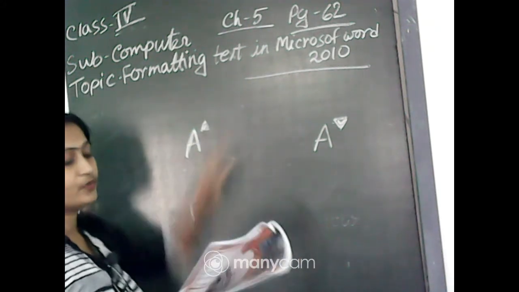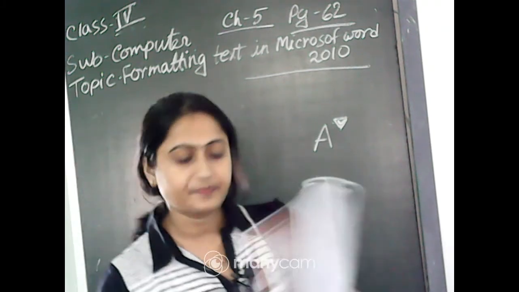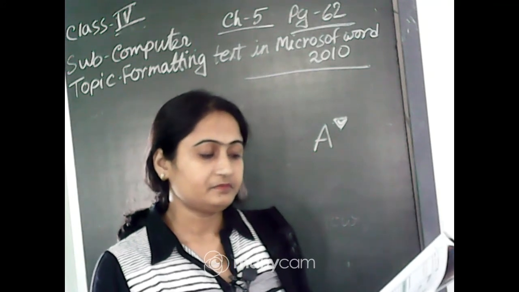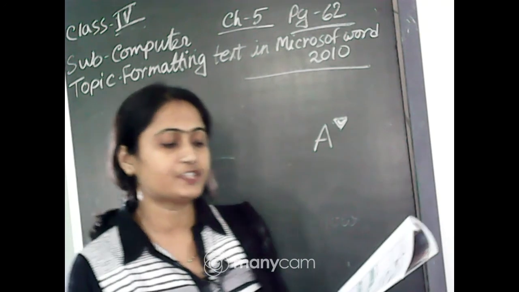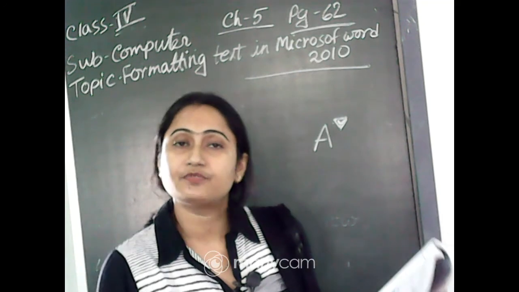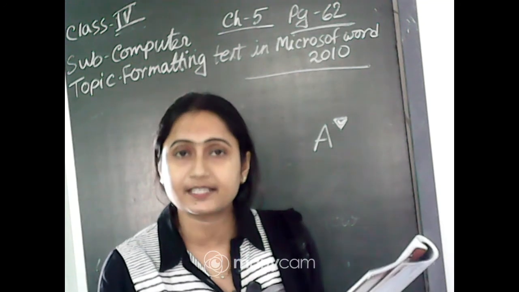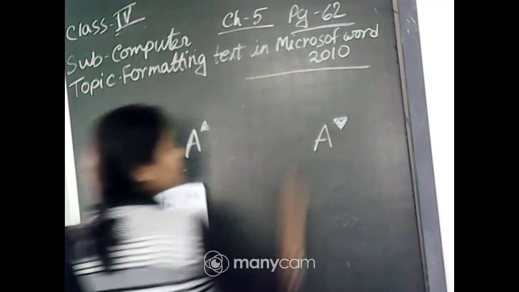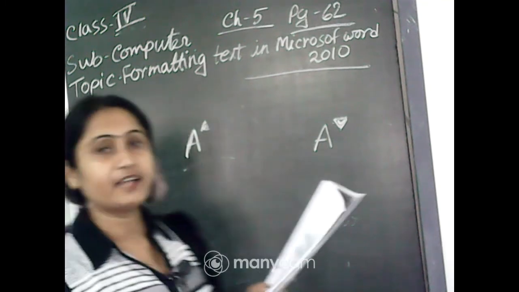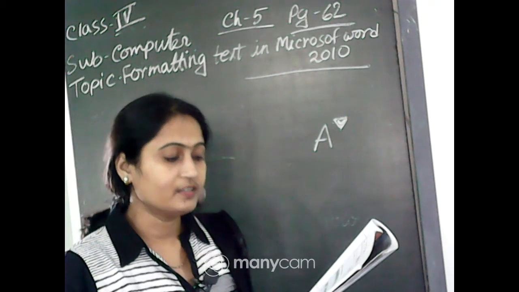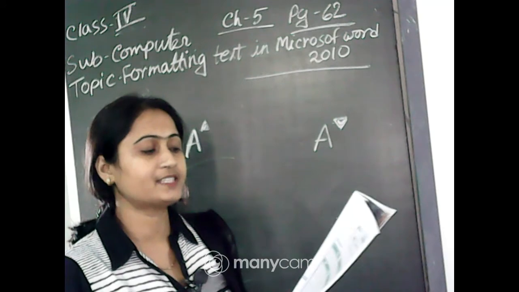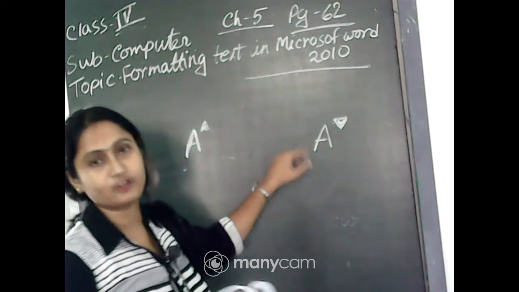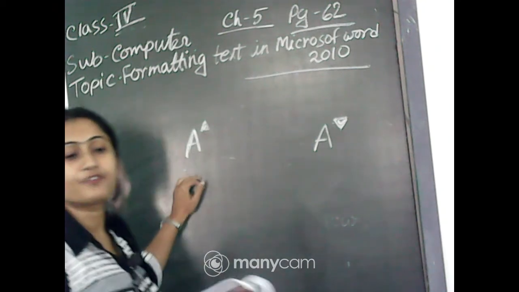If you want to decrease the font size, this effect is used to decrease the size of the selected text. To apply this effect, you just need to select the text. Whatever you want to do, first you have to select the text. After selecting the text, you just click this button. Using this button, you can decrease the font size. And this is increase font size.